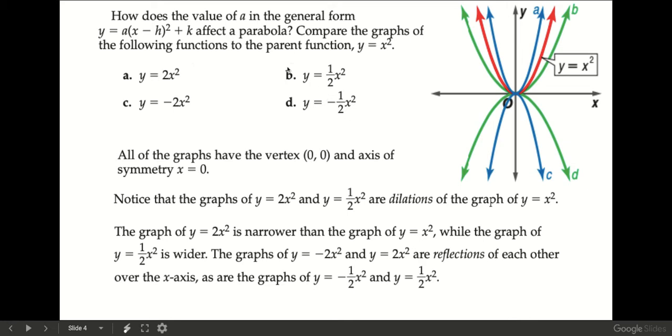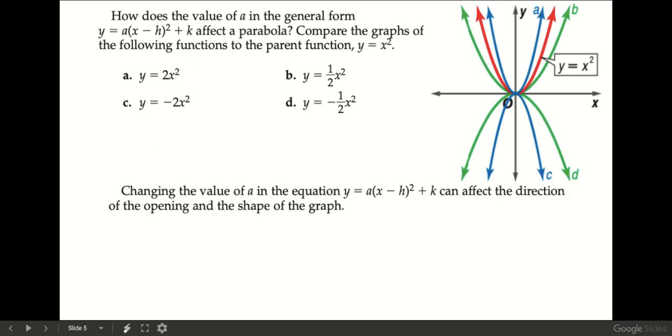So whether the numbers are bigger than 1 or smaller than 1, that is a dilation, whether it goes narrower or wider. And when you multiply by a negative, that gives it a reflection. So it makes it either open up or down, depending on whether it's positive. So if we were to change the value of a in an equation, that can affect the direction of the opening and the shape of the graph.